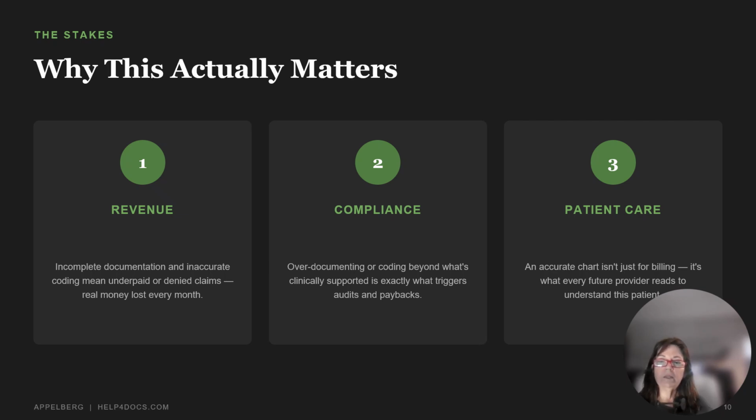And the last thing, honestly the most important one, is patient care. A chart that accurately reflects a patient's true condition isn't just good for billing. It's the record that every future provider will read to understand the patient's health history. Vague documentation today can lead to a missed clinical picture for the next physician who treats this patient 5 years from now. And this is why that continuity of care matters so much.